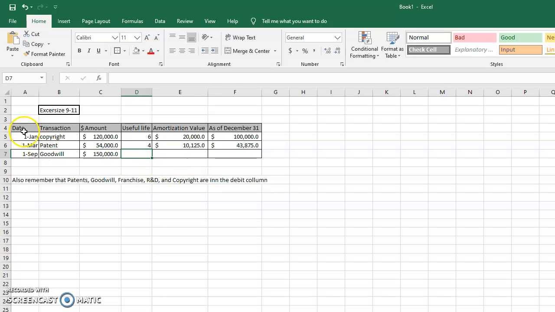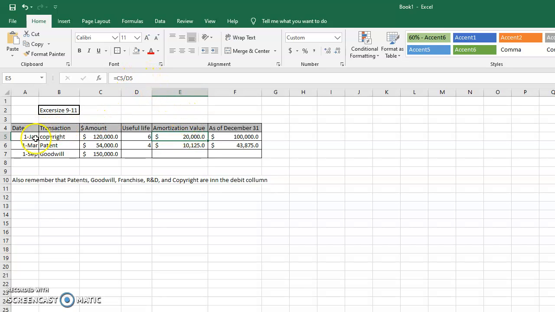So I've made my columns. Here's the date, the transaction type, the amount, the useful life, the amortization value, and the value as of December 31st. I'll explain how I've done this. Click on here and you can see my formulas.